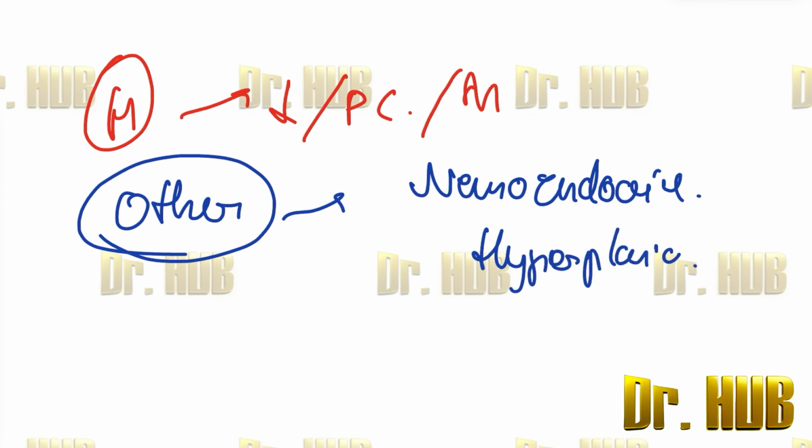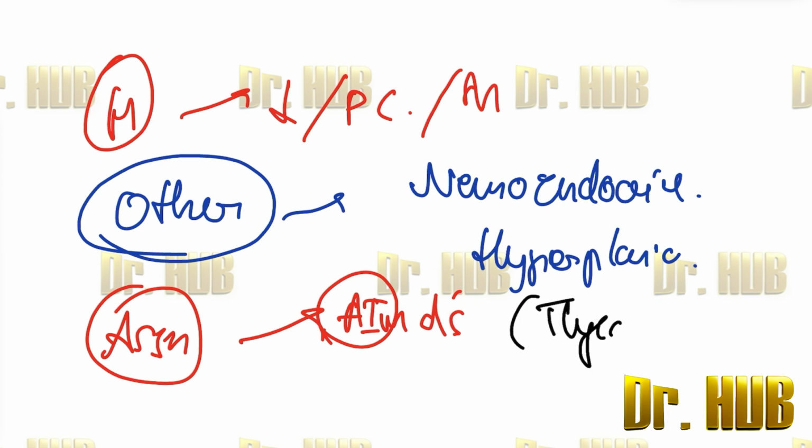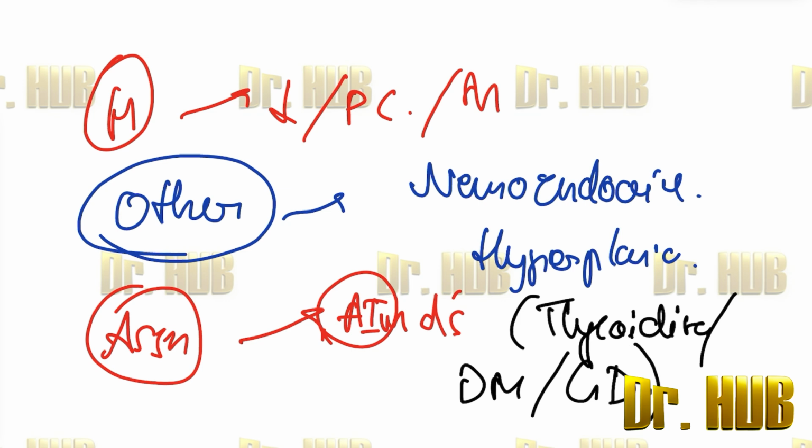Next, let's look at the associations. Under associations, there are some autoimmune diseases, that is AI diseases, and this includes thyroiditis. Next, it also includes diabetes mellitus as well as Graves' disease.